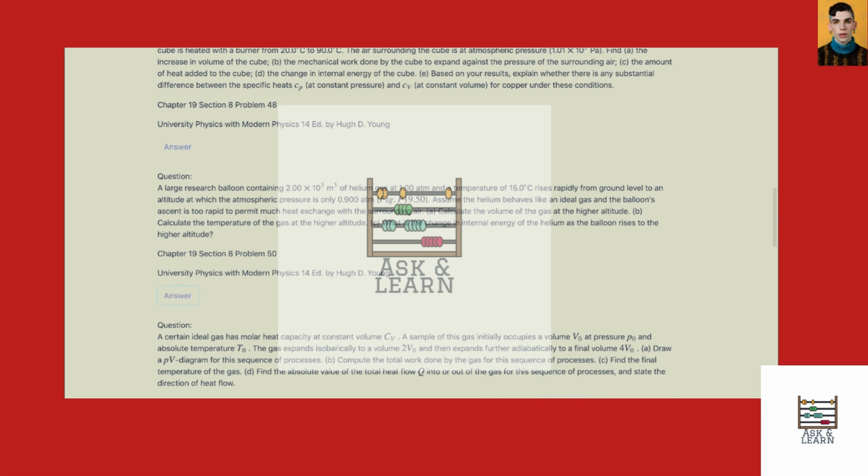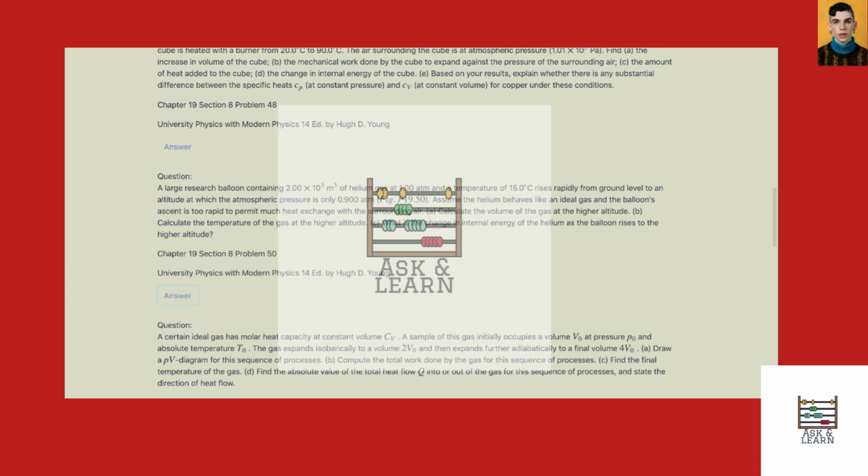Large research balloons containing 2 times 10 to the 3 meter cubed of helium gas at 1 atmosphere and at a temperature of 15 C rise rapidly from ground level to an altitude at which the atmospheric pressure is only 0.9 atm. Assume the helium behaves like an ideal gas and the balloon's ascent is too rapid to prevent much heat exchange with the surrounding air. Calculate the volume of the gas at higher altitudes, the temperature, and what's the change in internal energy of the helium balloon as it rises to the higher altitude.